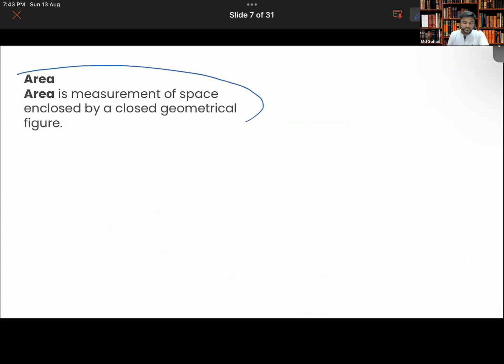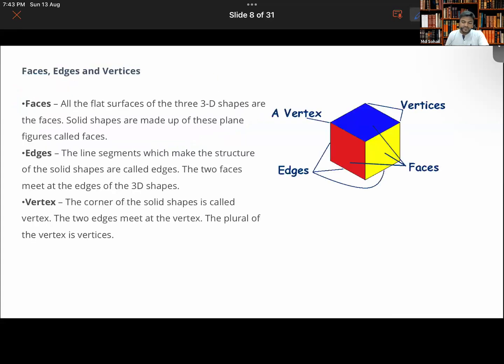Talking about area, you are already familiar with what area is. Area is basically the measurement of space enclosed by a figure. It could be any figure. Then talking about 3D figures, particularly the point of our discussion is going to be 3D figures here, especially. So, what are the features which we observe in a 3D figure?